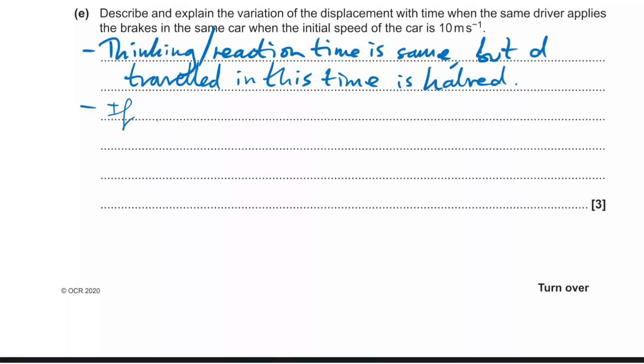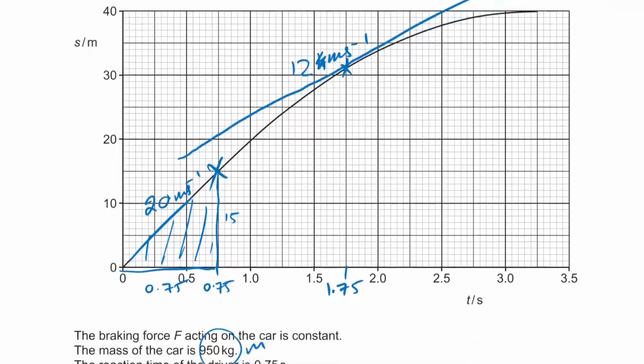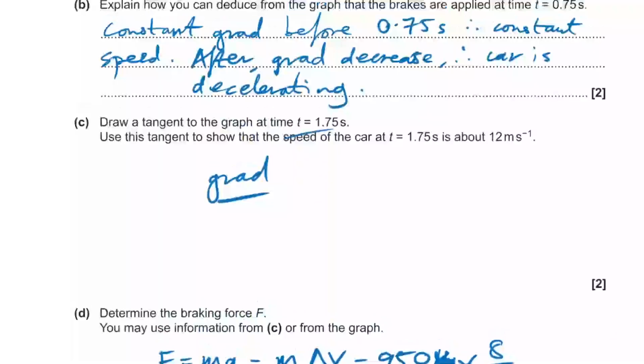So I'll tell you what, if V is divided by 2, then therefore EK is divided by 4, because EK is equal to half mv squared. EK is proportional to V squared. So if V halves, then EK is going to quarter. And so therefore, if braking force is the same, braking distance should be quartered. That makes sense, right? Oh yeah, they've said that too. Yeah, there we go. Fine. I'd say those are the marks there.